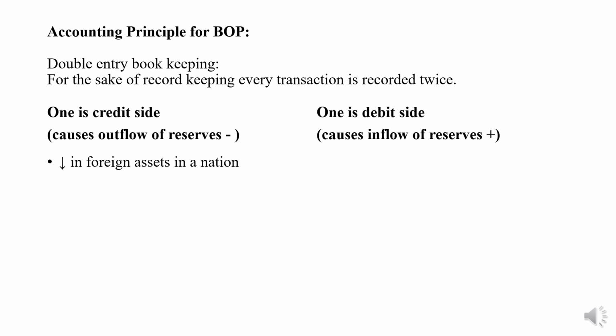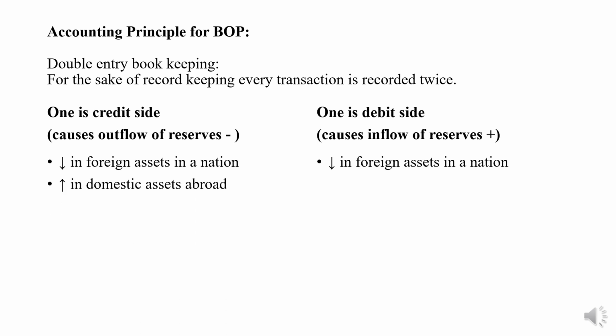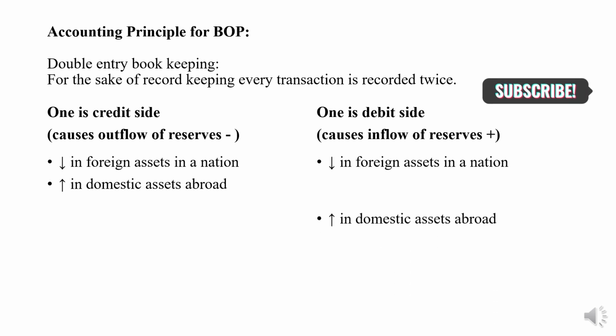So if there is decrease in the foreign asset in a nation, we will keep the record twice. On the credit side, when there is decrease in the foreign asset in a nation, there is, on the debit side, increase in domestic assets abroad.